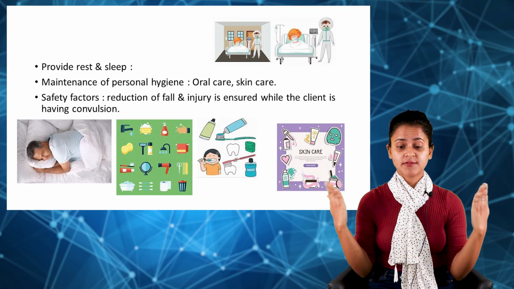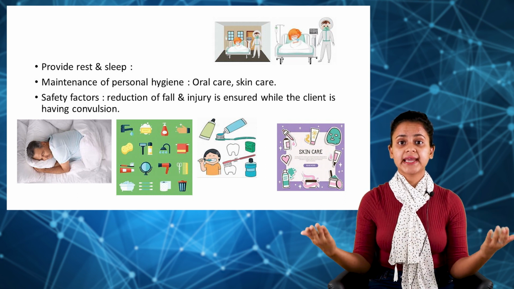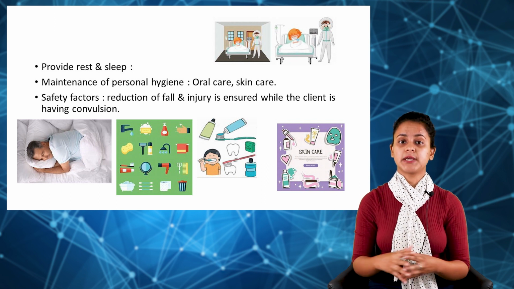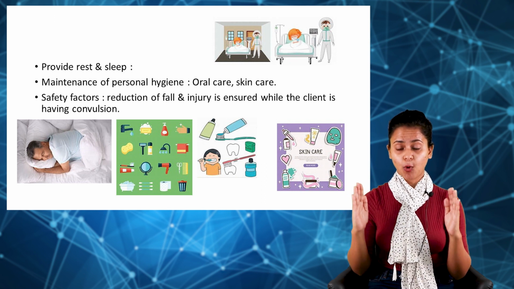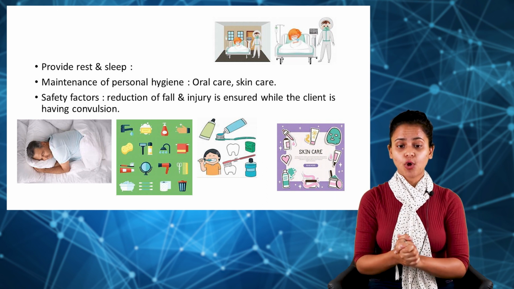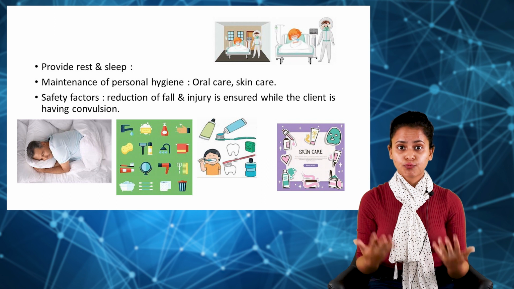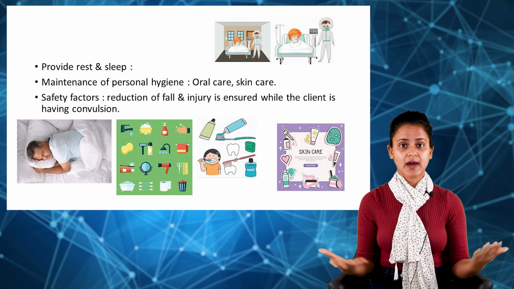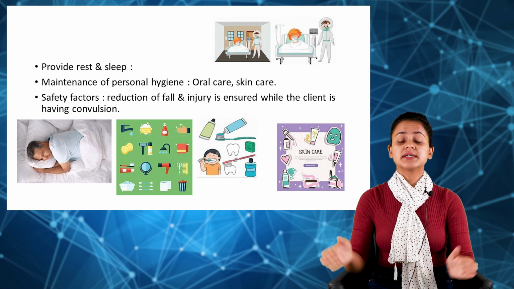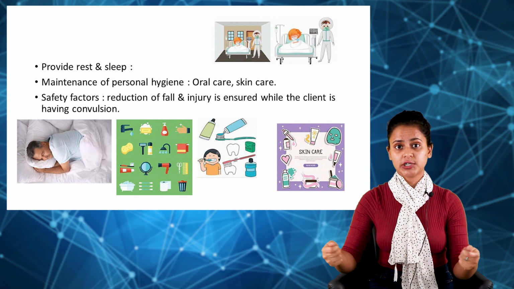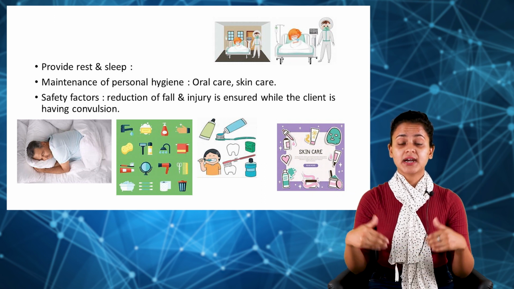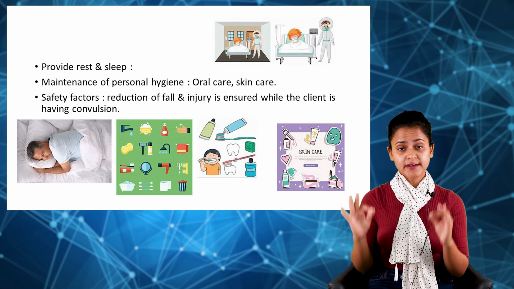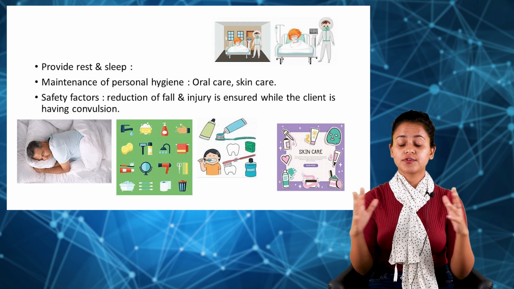Providing rest and sleep plays a very important role. Providing oral care and skin care also should be done for a client who is suffering from prolonged hyperthermia. Safety factors also should be kept in mind. So reduction of fall and injury for the client with hyperthermia should be ensured by a nurse by providing safety devices or by using side rails, because when a person is having hyperthermia or rigor, they have more chances of developing a seizure episode. That is the reason the safety of the client should be ensured by a nurse within a clinical setup.